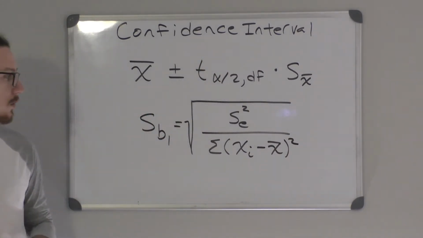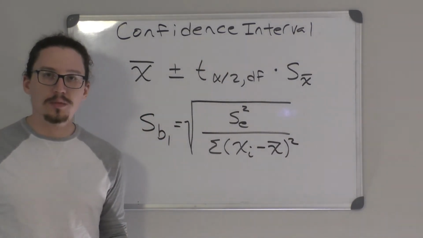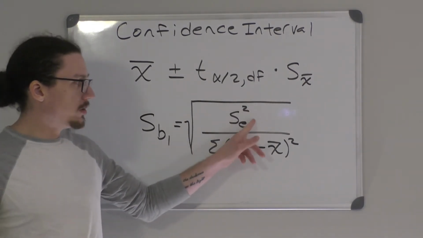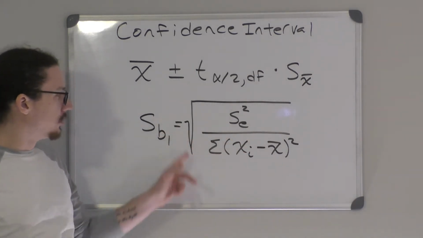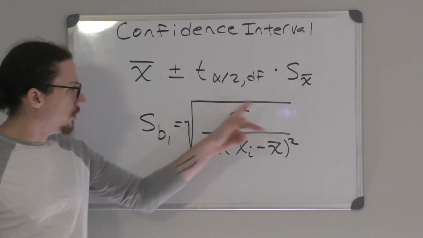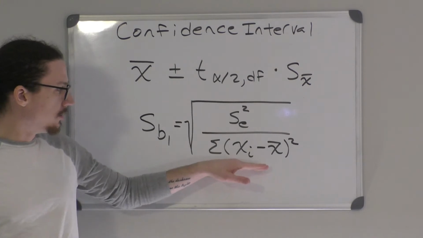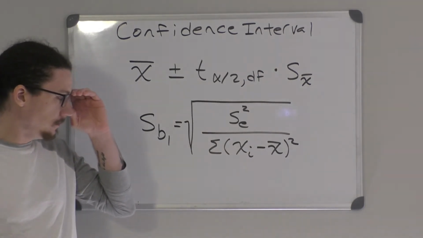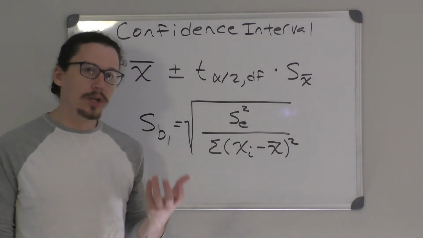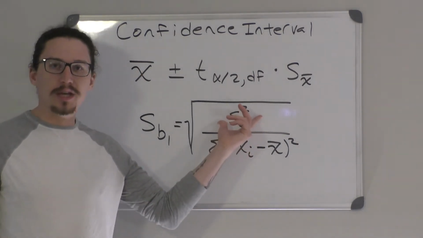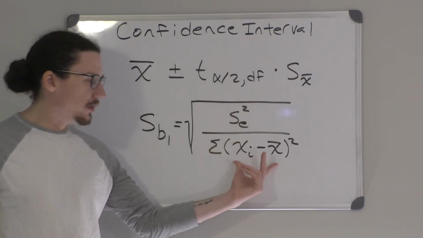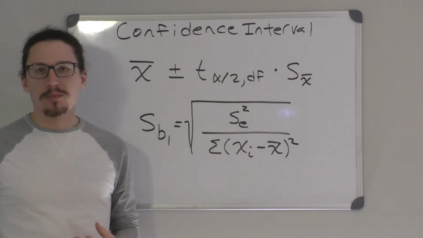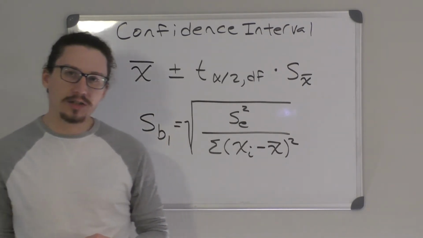Here is the formula for the standard error for B1. All right, so we've got SE squared, so this is our mean squared error. One, it's under a square root, right? The square root of mean squared error divided by the sum of xi minus x bar squared. Really what we're saying is: what's the average error, and how spread out is my data? The larger this number is, the smaller that standard error is going to be.